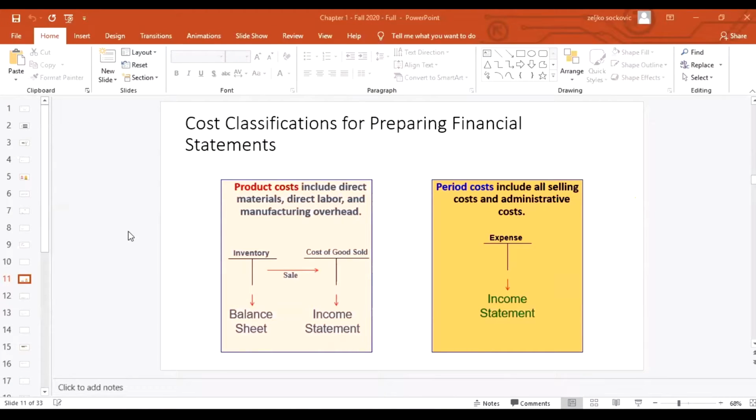So you see here these accounts, right? Inventory accounts that are on the balance sheet, and then it goes to cost of goods sold on the income statement, and this will become much clearer later on. And then period costs are separate; they include sales and admin, and they are of course just an expense on the income statement.